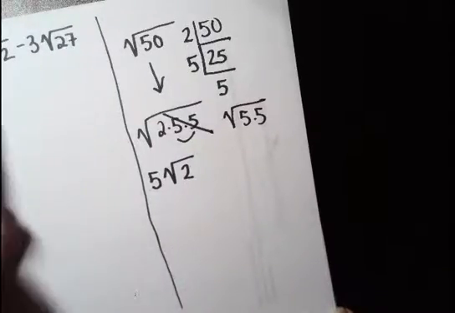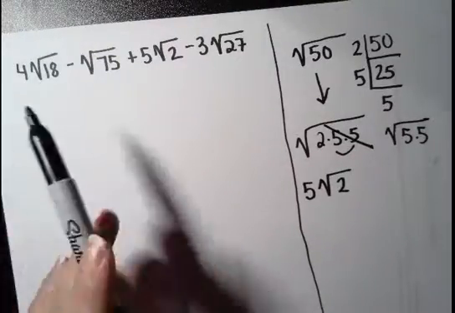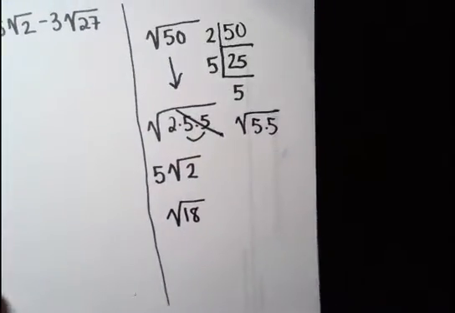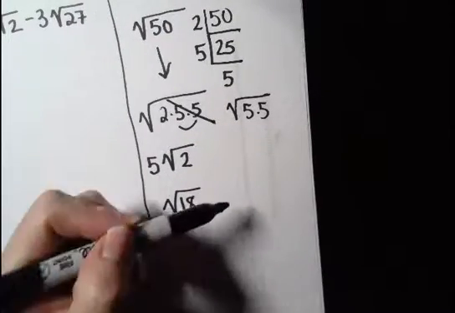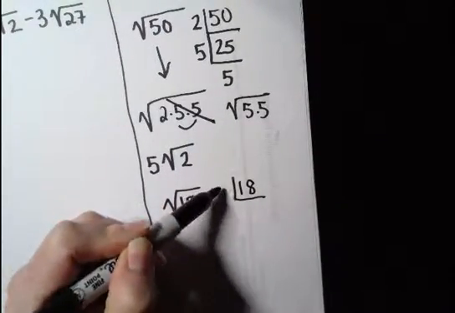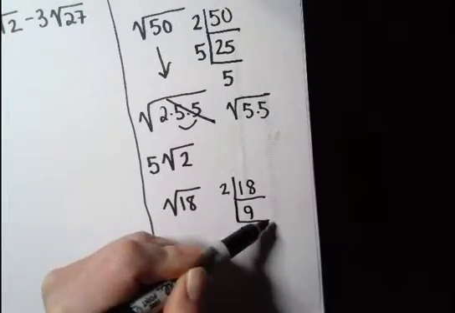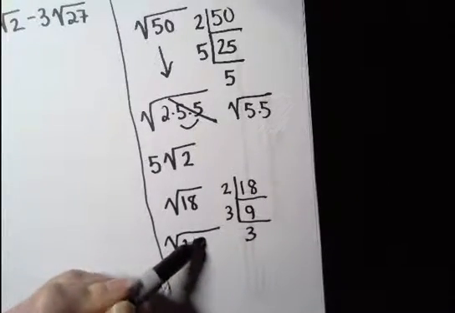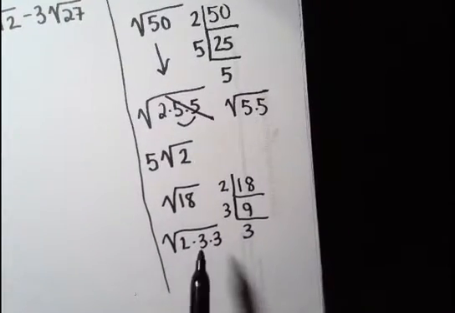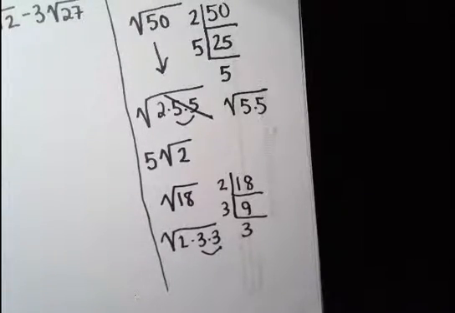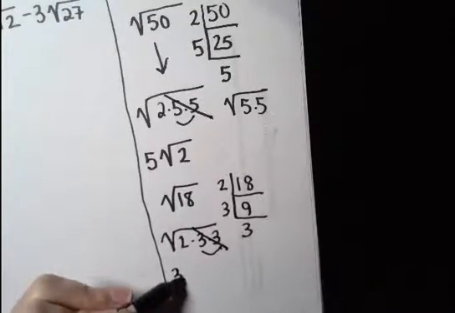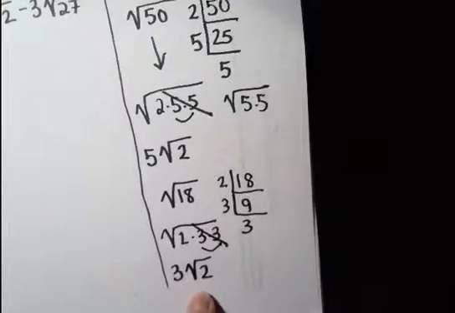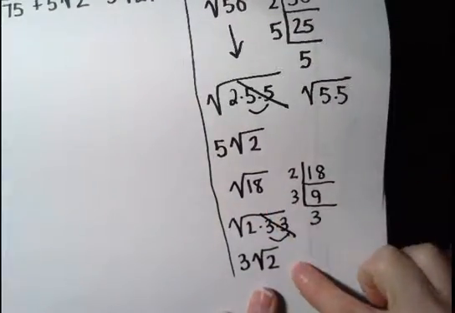So I need to do this for each of the ones in this expression. So let's start with 18. The square root of 18 needs to be written as prime factors. So when I prime factorize 18, I get 2, divide by 2 you get 9, divide by 3 you get 3. So 2 times 3 times 3. So again we see a pair here, and that means there's a perfect square. So I can take out a 3 out in front, and it would be 3 times the square root of 2. So the square root of 18 is the same as 3 times the square root of 2.